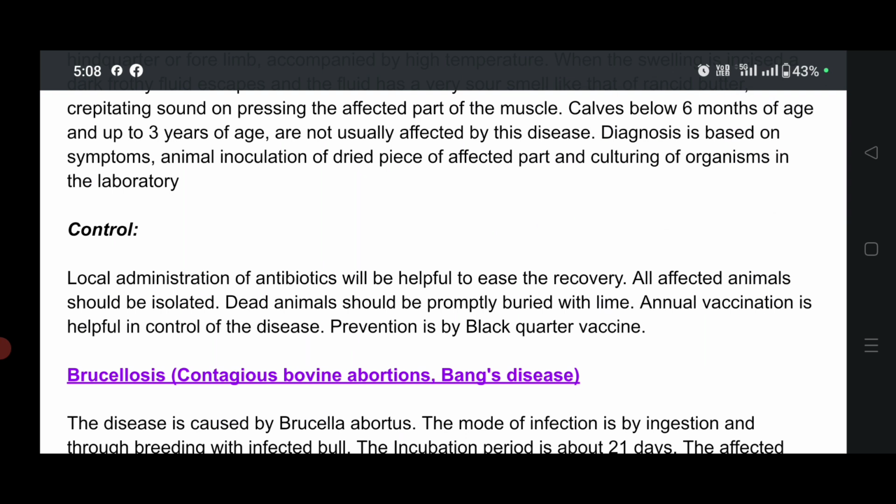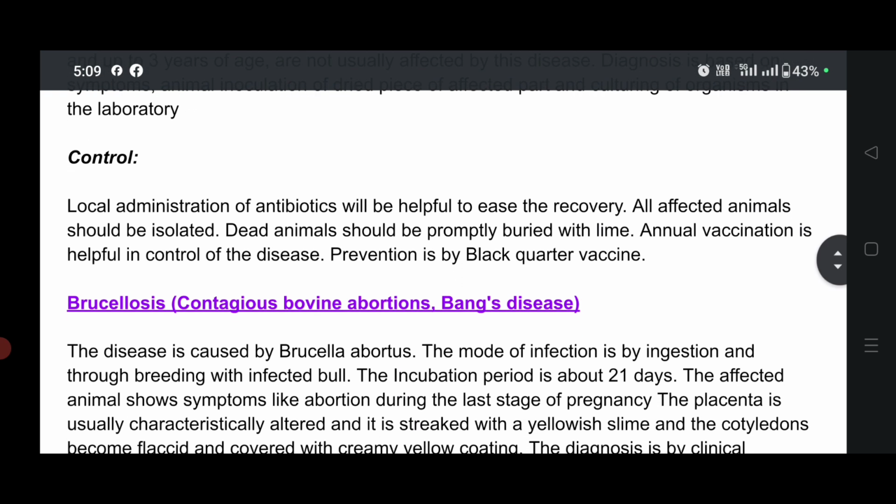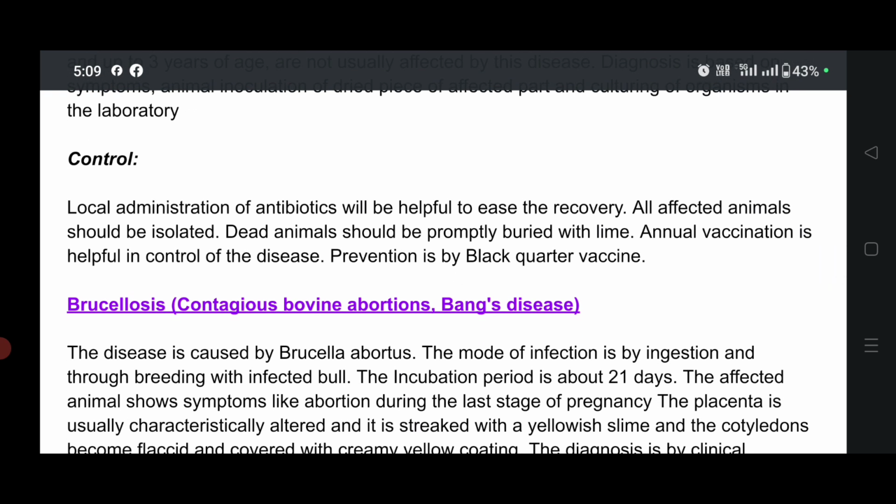Brucellosis, contagious bovine abortions, Bang's disease. The disease is caused by Brucella abortus. The mode of infection is by ingestion and through breeding with an infected bull. The incubation period is about 21 days. The affected animal shows symptoms like abortion during the last stage of pregnancy.